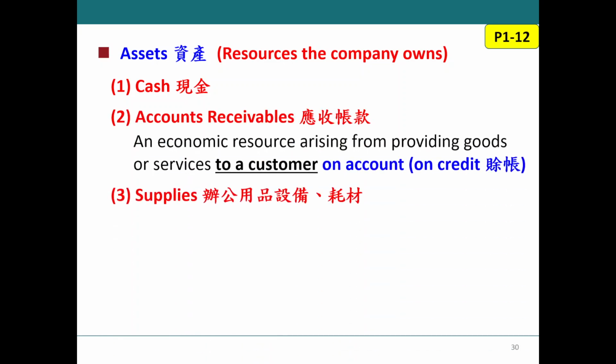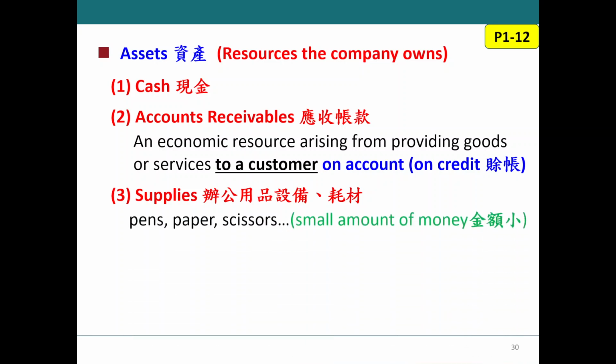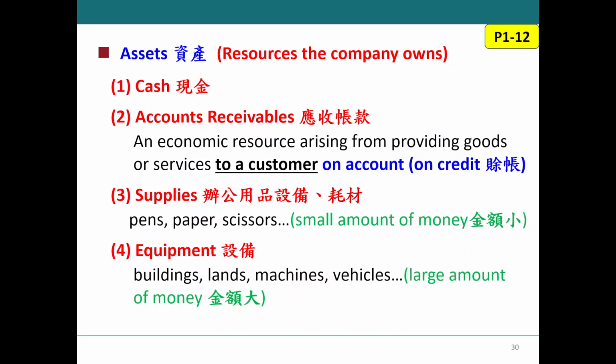Third one, supplies, 办公用品设备. Like what? Like pens, pencils, papers, scissors, erasers, small stuff you have right now, like what Elaine has in her hand. All those things are your supplies, 办公用品设备. Okay, no problem. Last one we mention today is equipment, 设备. So what is equipment? Buildings, land, machine, car, scooter, motorcycle.